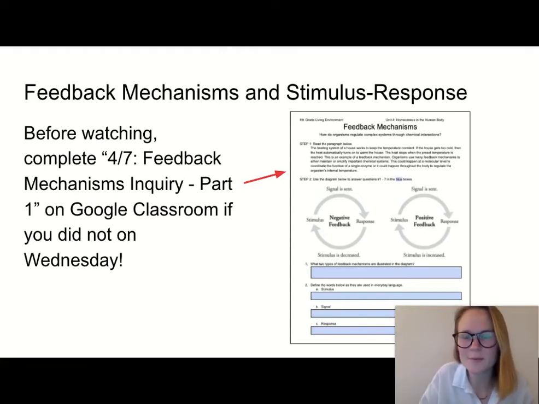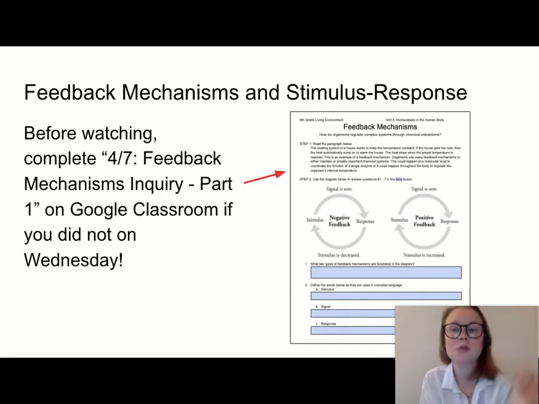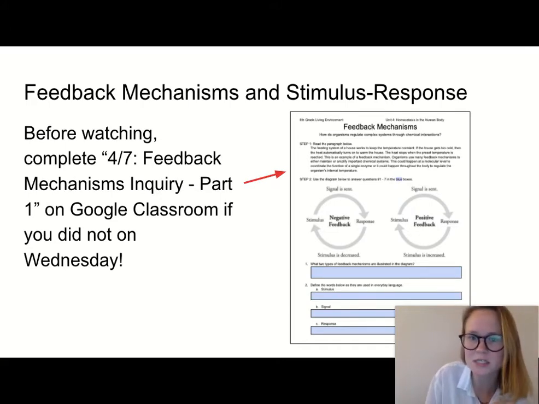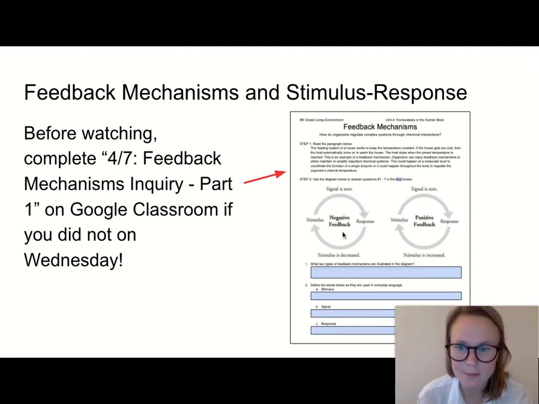All right, so today we're going to be going over feedback mechanisms and stimulus response, which you should have started learning about in your Wednesday assignment. So before you watch this video and continue on with today's assignment, you should make sure that you've completed that assignment. That's called 4-7 Feedback Mechanisms Inquiry Part 1 on Google Classroom, and it looks like this right here. Once you have done that, then you can go ahead and continue watching this, and we're going to go over some of the main concepts from that assignment.